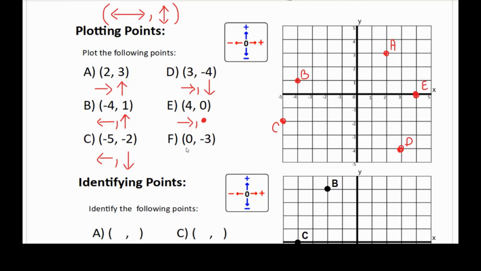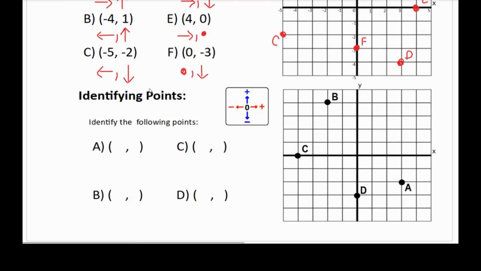The last example here is 0, -3. So 0, you stay there. And the -3 means you're going to go down. So I'm going to put my pencil at the origin. I don't go left nor right. I stay there and I go 1, 2, 3 down. And that will be letter F. So there you go. That's how you plot points, how you make points on a coordinate plane.